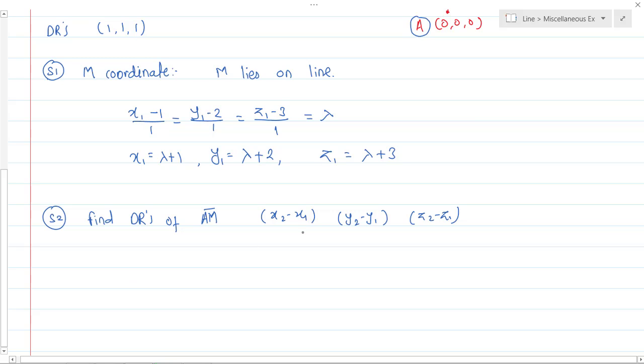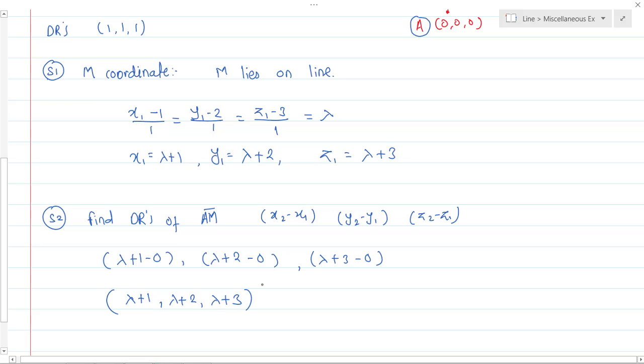Simply let's do this. x2, y2, z2 are the coordinates of M, and x1, y1, z1 are 0, 0, 0. So we have lambda plus 1 minus 0, lambda plus 2 minus 0, and lambda plus 3 minus 0. This is the direction ratio of the segment AM bar: lambda plus 1, lambda plus 2 and lambda plus 3.